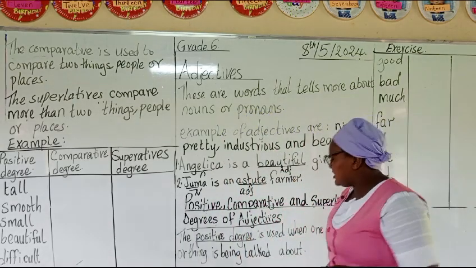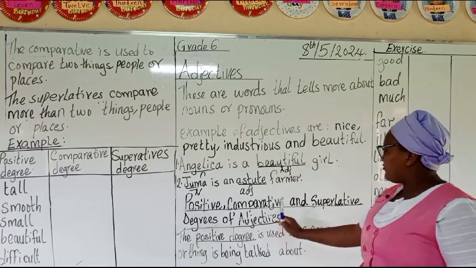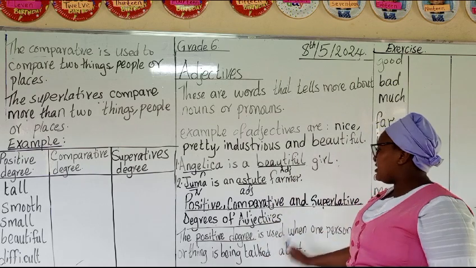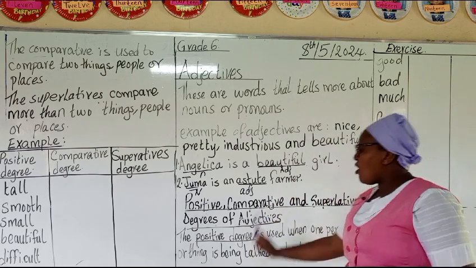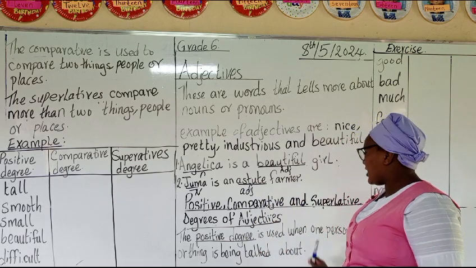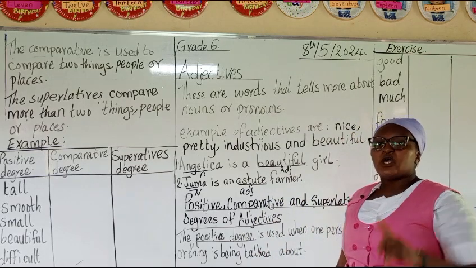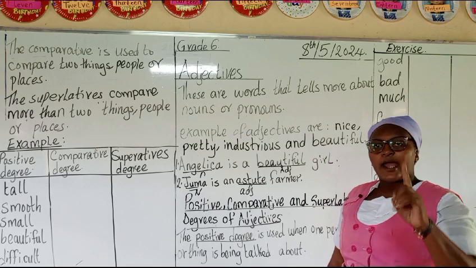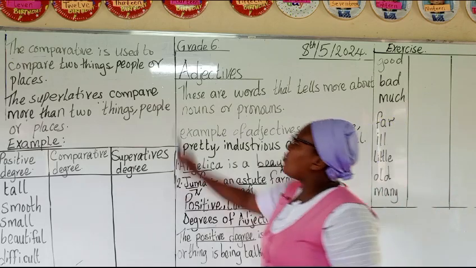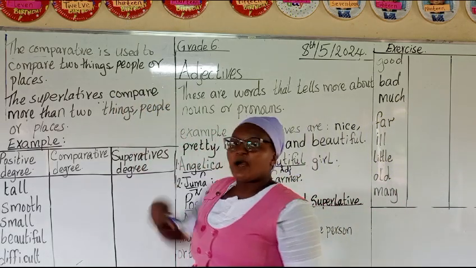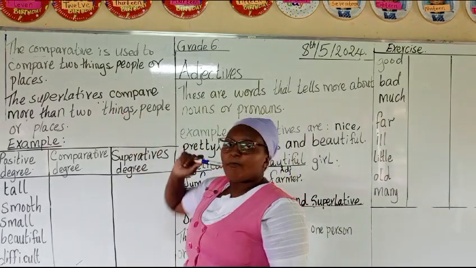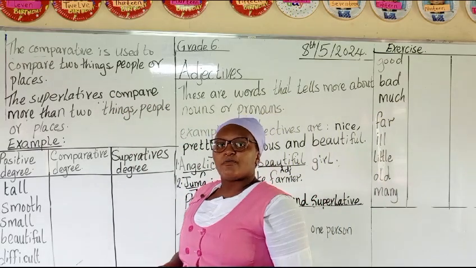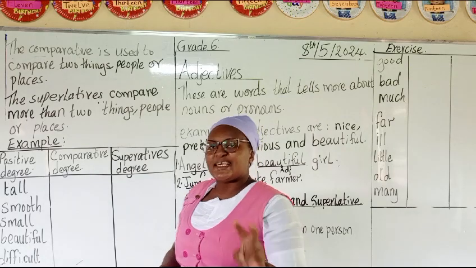And here I've written positive, comparative, and superlative degrees of adjective. The positive degree is used when one person or a thing is being talked about. Positive adjectives, we talk of one thing, one place, or one person. Then we have the comparative. Comparative, coming from the word compare. This is where we are comparing two things, two people or two places.